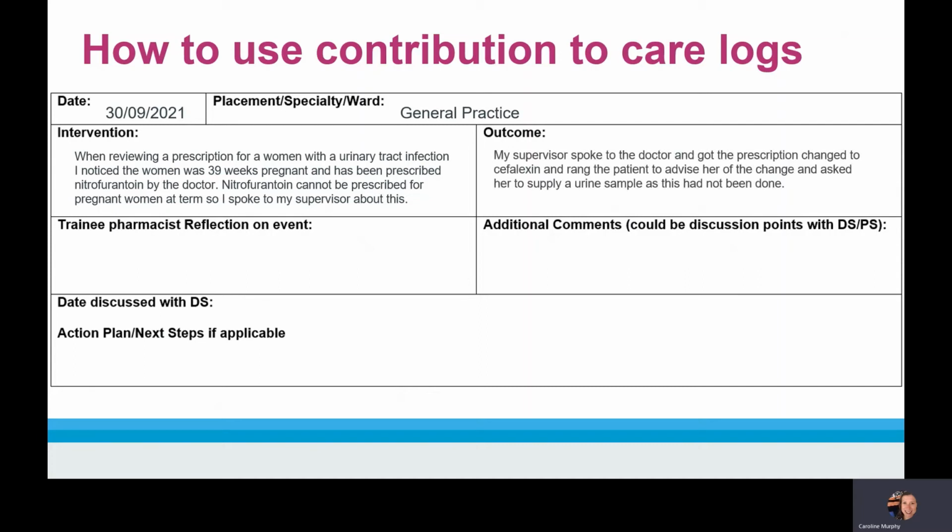The outcome of the intervention is that the supervisor has spoken to the doctor and got the prescription changed to cefalexin. They have also rung the patient to advise them of the change and asked her to supply a urinary sample, as this has not been done.